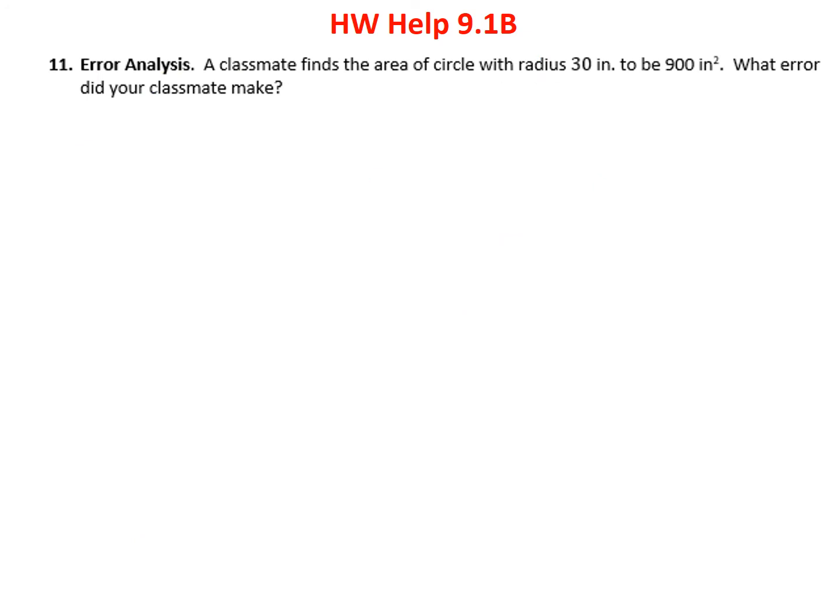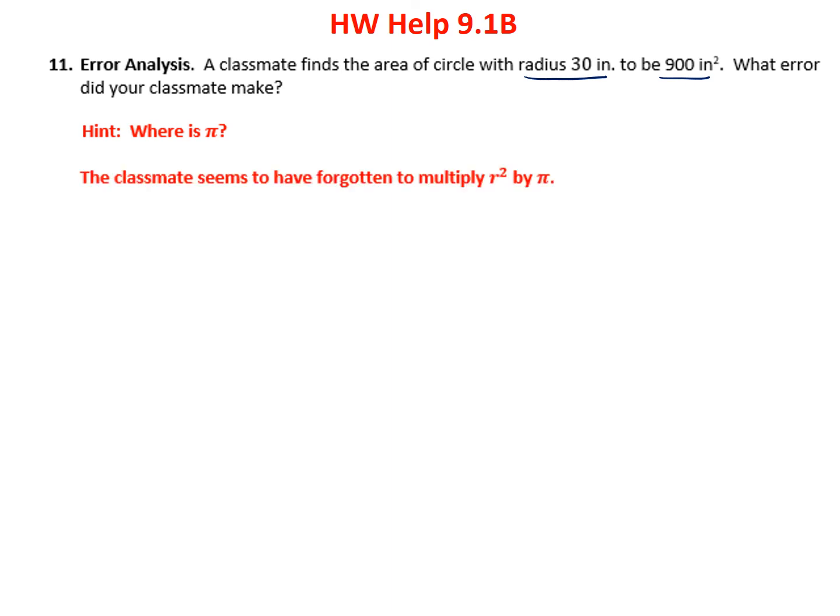Our last problem has to do with error analysis. A classmate finds that the area of a circle with a radius of 30 to be 900 inches squared. What error did your classmate make? Well, let me give you a hint here. Think about this. What happened to the pi? Remember that the area is pi r squared.